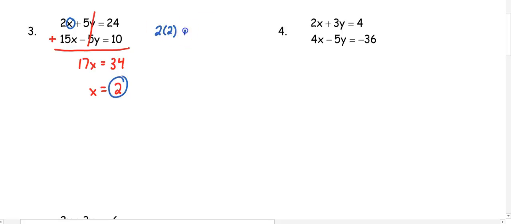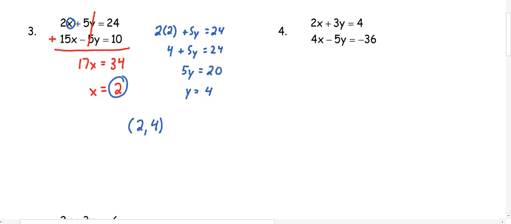So 2 times 2 plus 5y equals 24. 2 times 2 is 4, plus 5y equals 24. Subtract 4 on both sides, so 5y equals 20, and divide both sides by 5, so y is 4. So our ordered pair would be (2, 4).